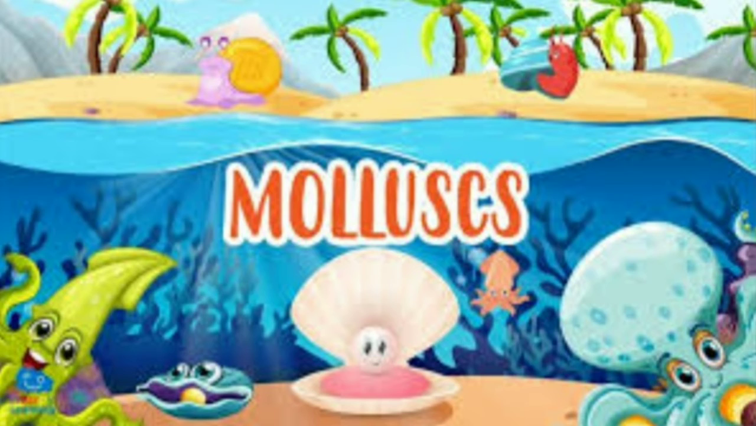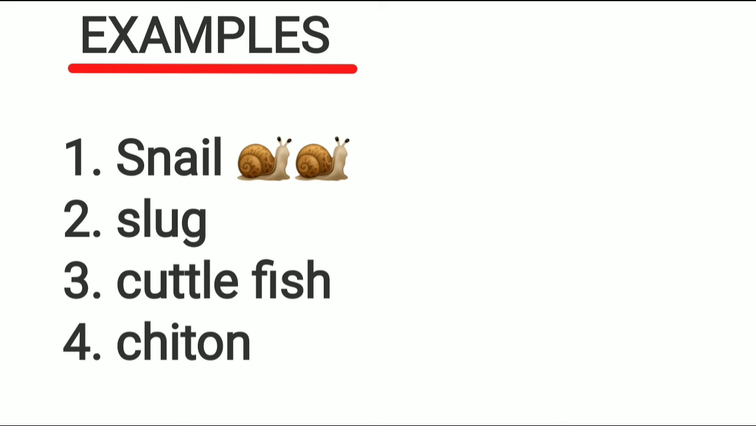Then molluscs. Molluscs live in terrestrial environments and in marine and freshwater environments. Snail, bivalve, chiton, slug, cuttlefish, and octopus are some examples of molluscs.